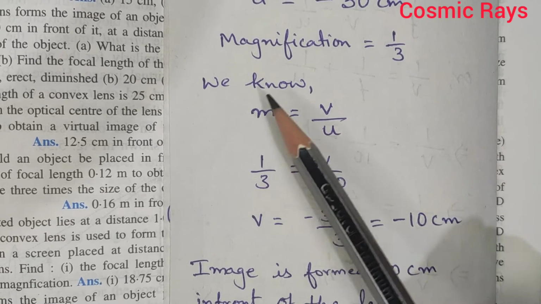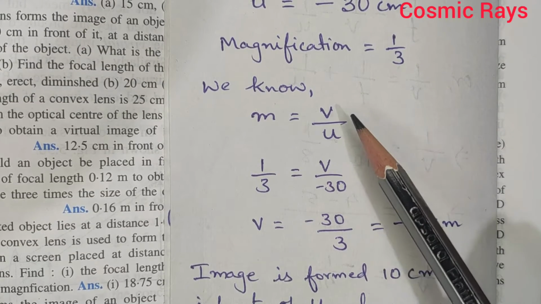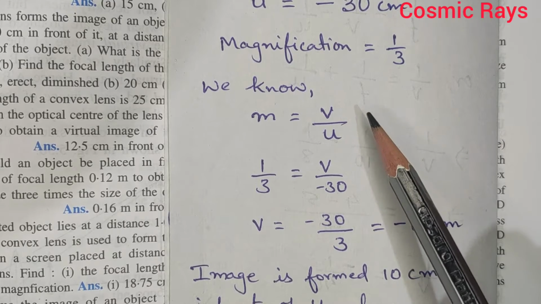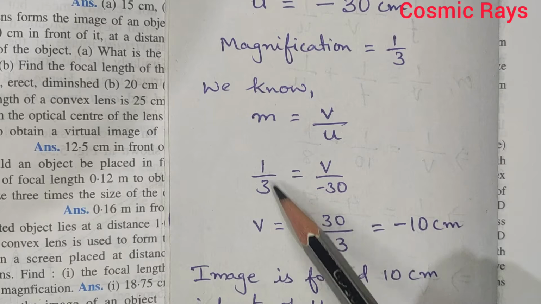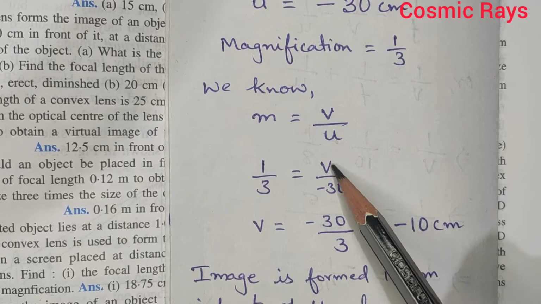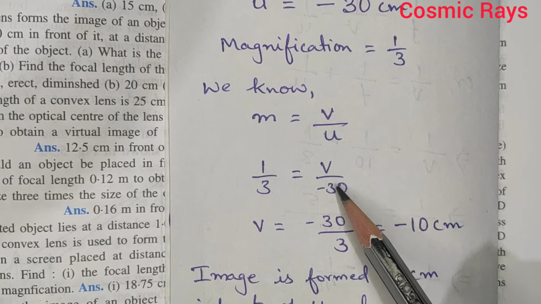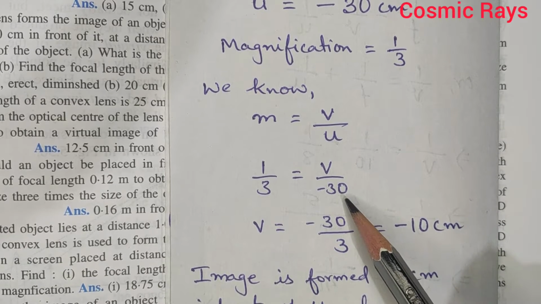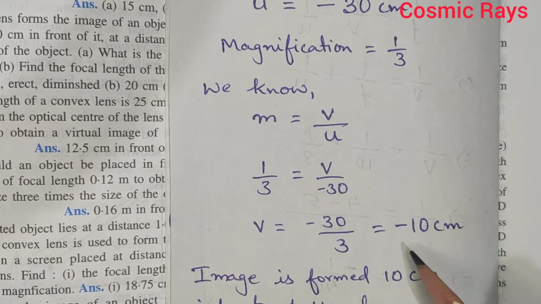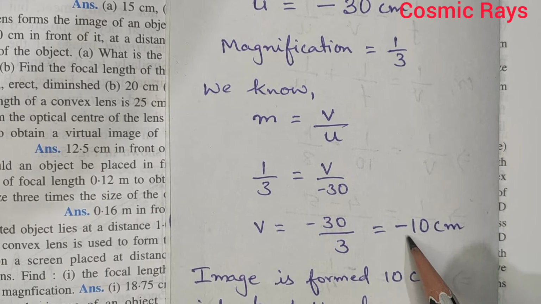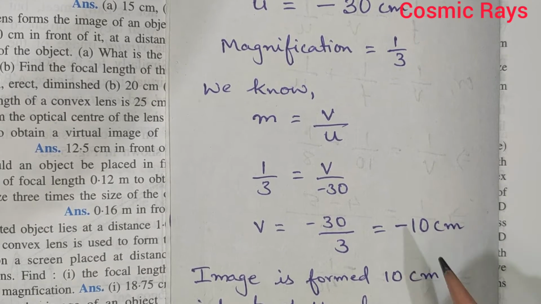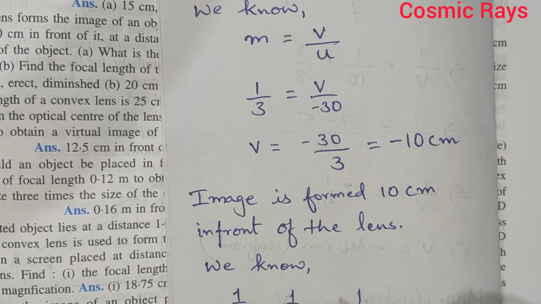So we know that the magnification is equal to v upon u, that is image distance upon object distance. So we put the values. Magnification 1/3 is equal to v, which we have to find out, upon object distance minus 30. So after calculation it comes out to be minus 10 centimeter. So the image is formed at 10 centimeter, and the sign minus tells us that the image will be formed in front of the lens.